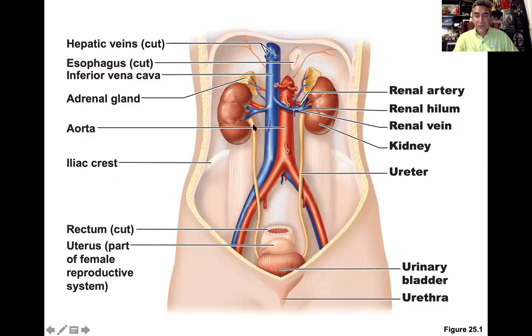We see this sort of yellowish tube. This is going to be the ureter. So the ureter leads down to the urinary bladder. The urinary bladder then has that exit valve, which leads to that exit tube, which is the urethra.